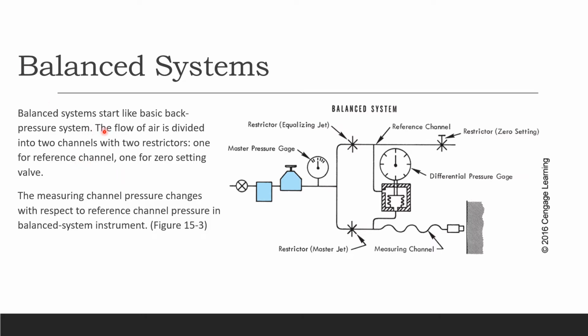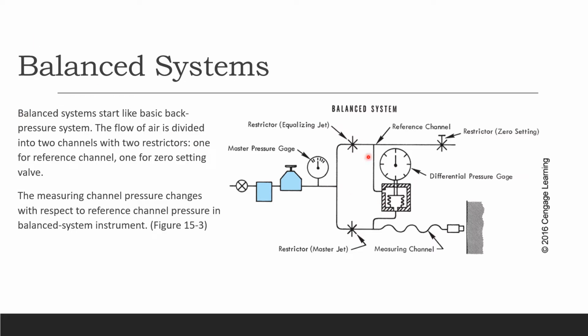So the balanced system, to reduce the limitations, starts like the basic back pressure system. The flow of air is divided into two channels with two restrictors instead of one. One is for the reference channel and the other one is for the zero setting valve. So the measuring channel pressure changes with respect to the reference channel pressure in the balance system instrument. You can see that right here in figure 15.3.